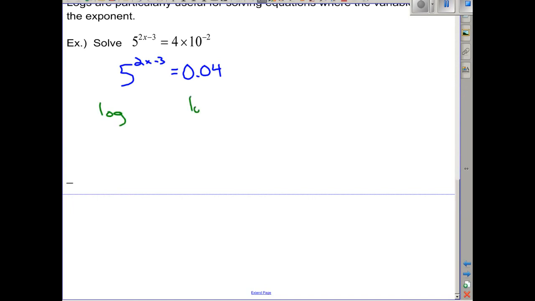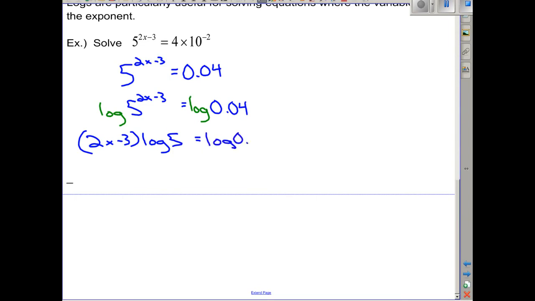So log both sides of 5 to the 2x minus 3. And log of 0.04. I can now bring down my exponent all together. Need to put it in brackets. Equals log of 0.04. Okay. Divide both sides by log 5 to start isolating our x.